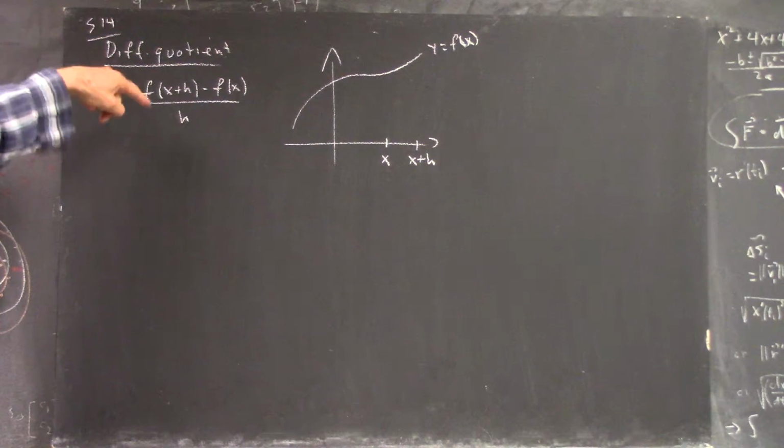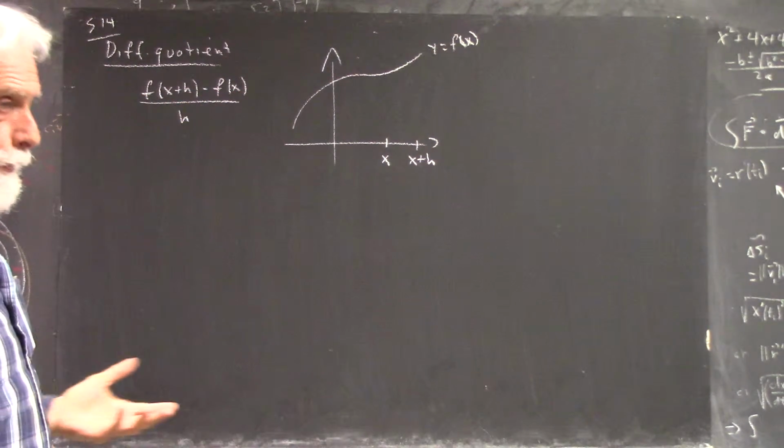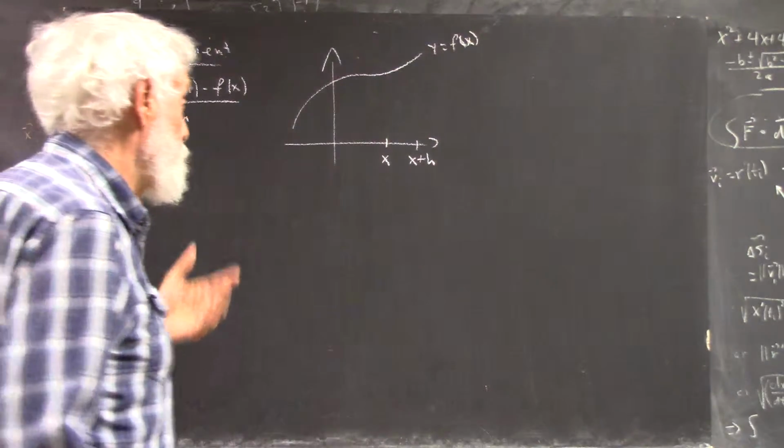Okay, difference quotient is f of x plus h minus f of x over h. Bunch of symbols. What's it mean? Well, we should be pretty used to what it means.